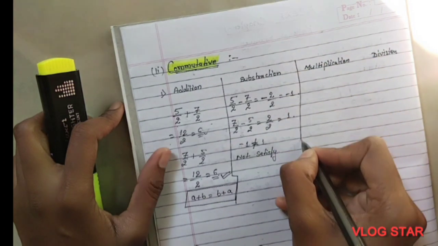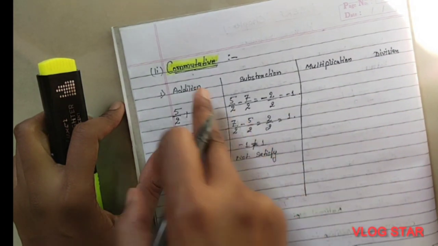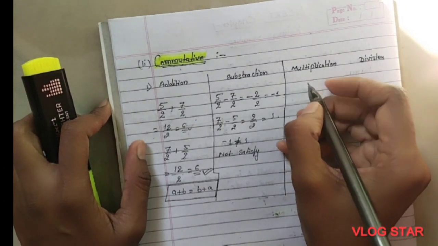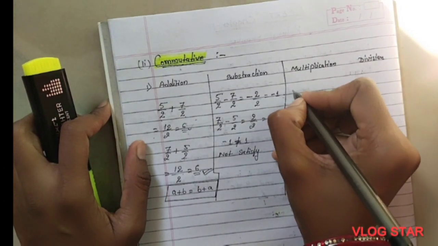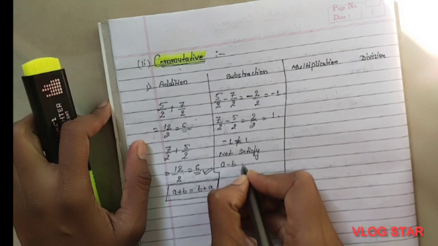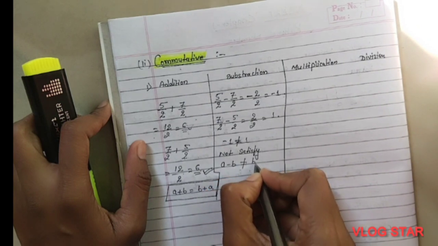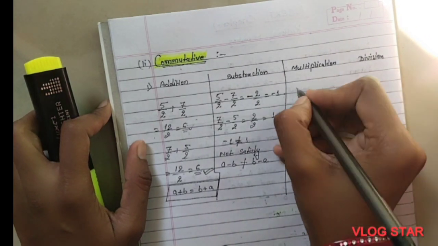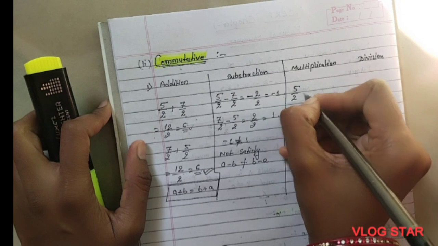Commutative law is not satisfied for subtraction. In a general form, I can write a minus b is not equal to b minus a. Okay, now come to the next, multiplication. For multiplication, I am going to take the same number.